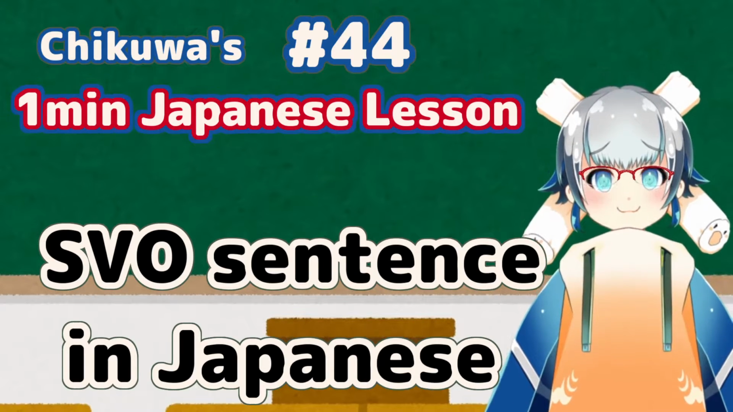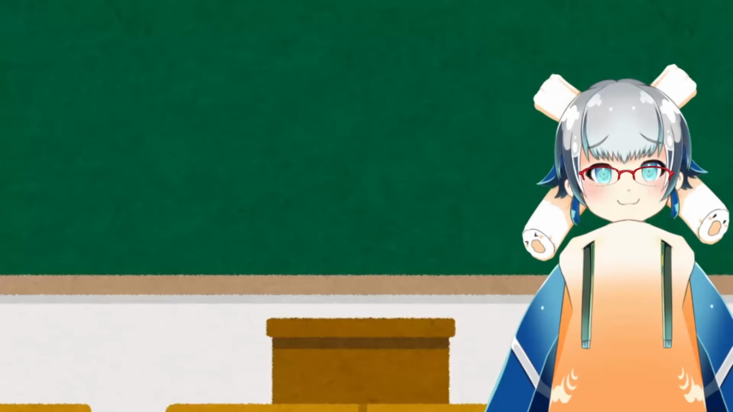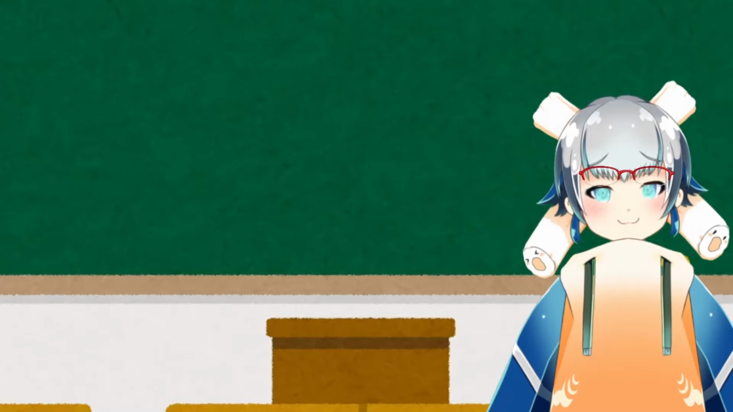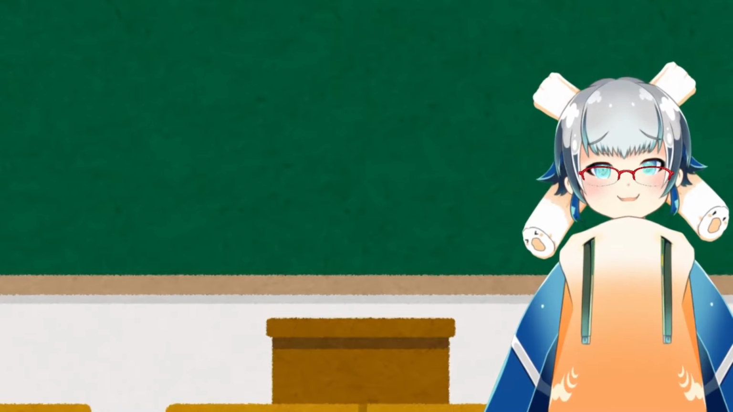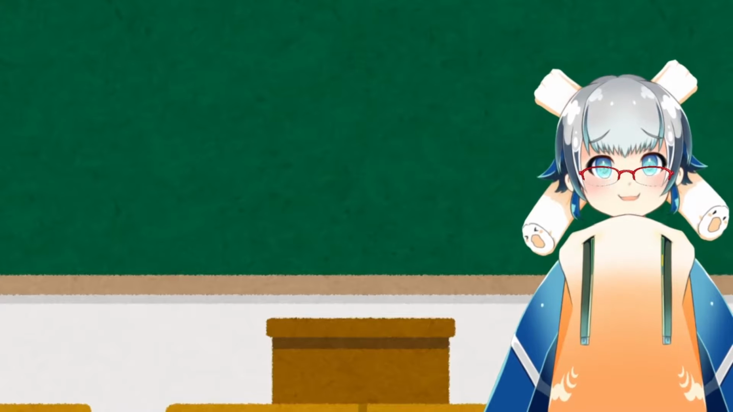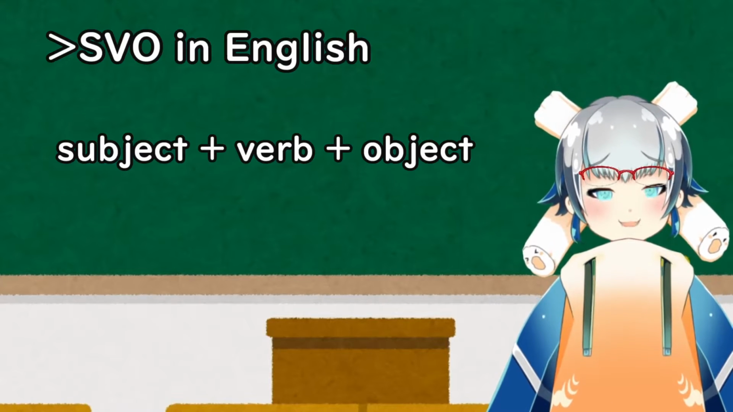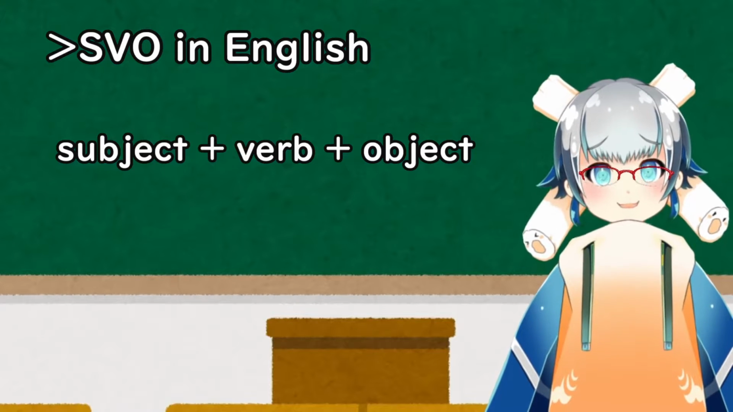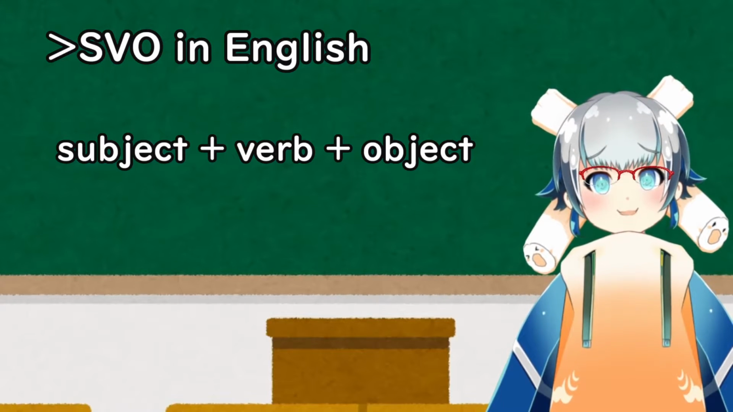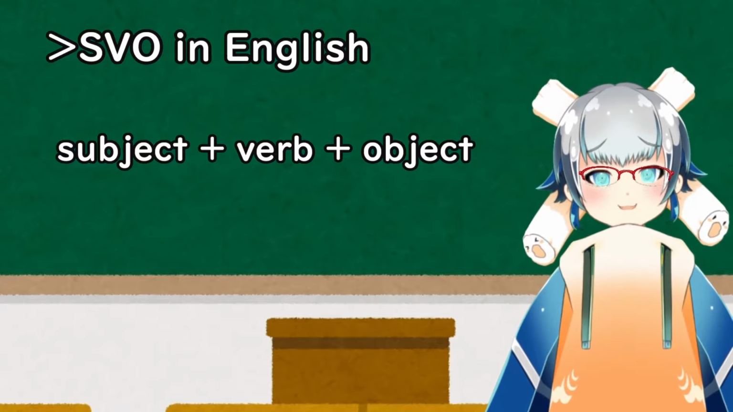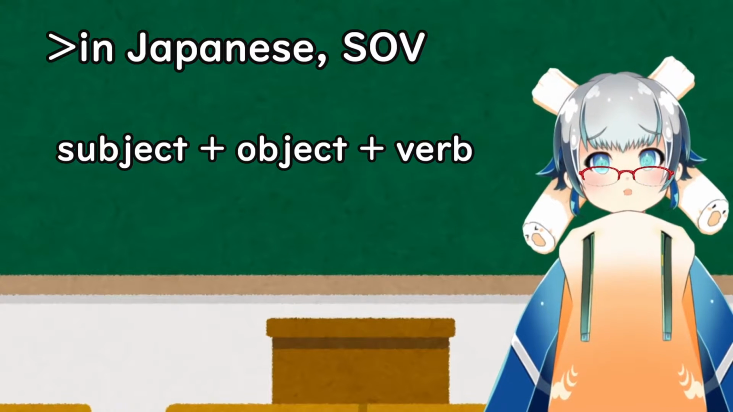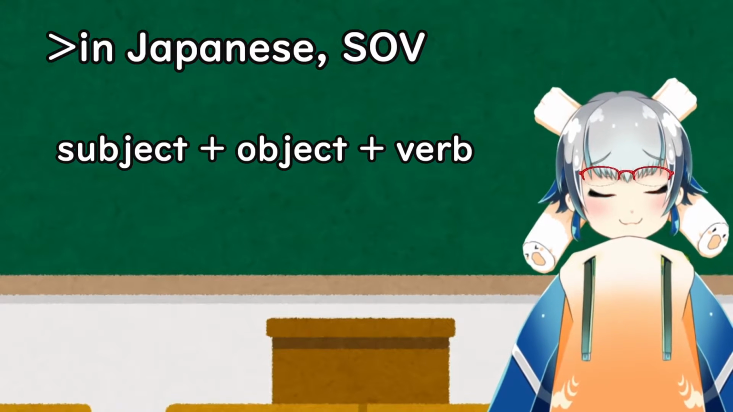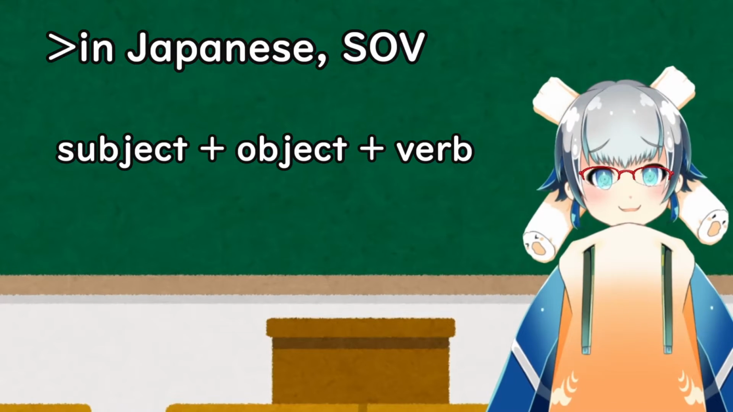So let's get started. And today's lesson is gonna be very simple. So when you make SVO sentence in English, it's gonna be subject, verb, and then object in this order. But if you make SVO sentence in Japanese, it's gonna be SOV. So subject first, and then object, then verbs.